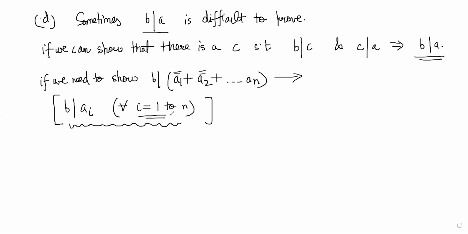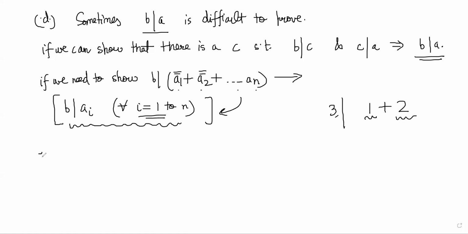It is not necessary that B should divide each of these numbers in order to divide the sum of these numbers. For example, 3 divides 1 plus 2, but 3 does not divide 1 or 2, right? So it is possible that you have other situations, but sometimes it is useful to try to prove the stronger condition, right?